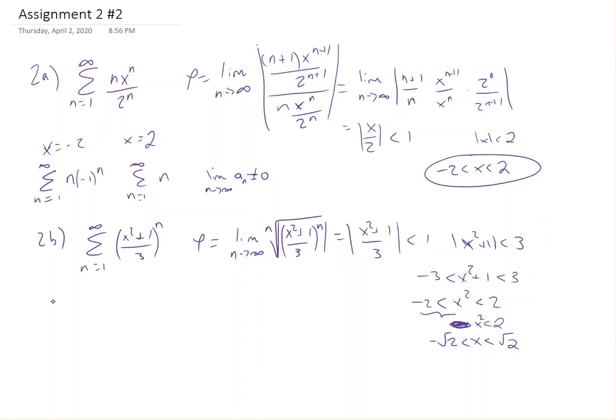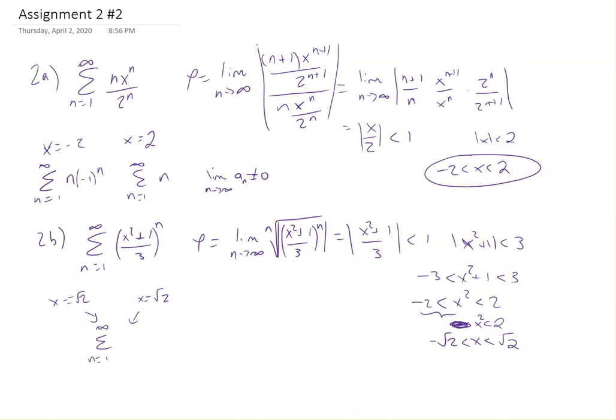And of course, now we have to test endpoints, right? So we have to test these two. And the cool thing is that no matter which one you test, plug in negative root 2, plug in positive root 2, they both get you the same place. Because whatever one happens, you both get to 2 here. So they're both going to turn into this.